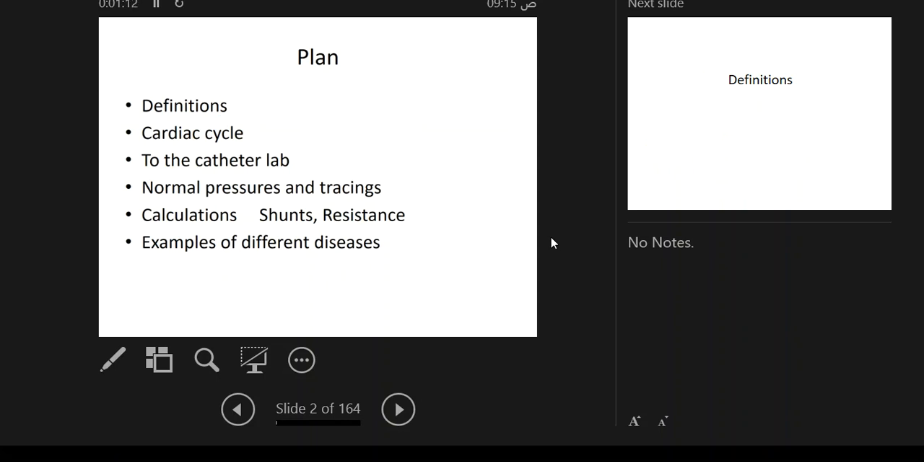The talk will be divided into the following: the certain definitions that you need to know. You should learn the cardiac cycle by heart because it helps you in your clinical work. And then we go to the Cath Lab and what we do in the Cath Lab, and then the normal pressures and tracings that we will see. And then calculations like shunts, resistance, and how much is the shunt. When we say this is an ASD with a shunt of 3:1, what do we mean by that? And the pulmonary vascular resistance is the most important. And then examples of different diseases.